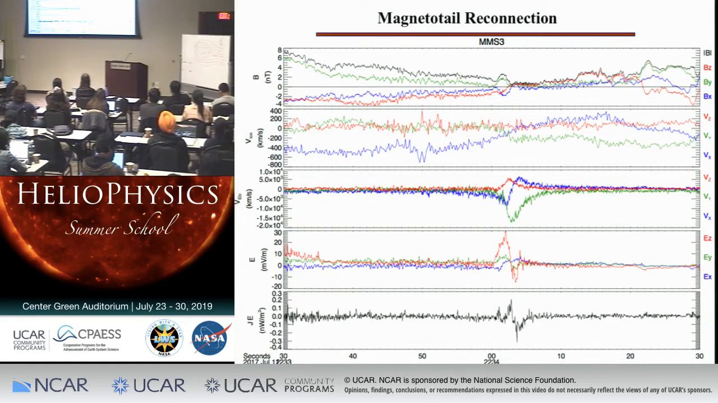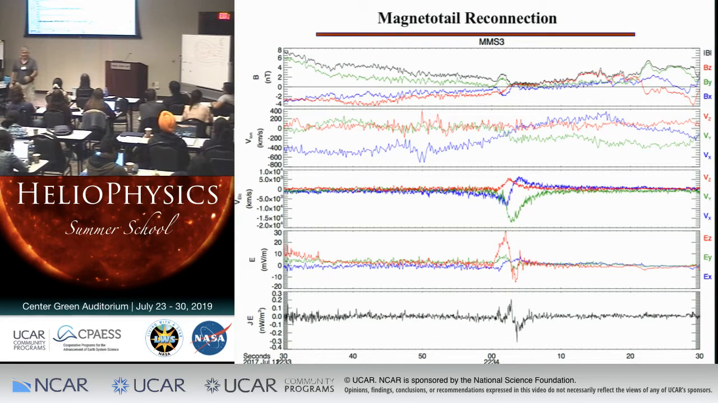So take a look. Now, the red component is BZ. So look for the red in the magnetic field. You see it's negative here? Negative, negative, negative. Boom, it goes positive. Okay, forget about this going negative again. That's a wiggle. Velocity, Vx, is blue. So whenever you look at MMS data, trick one: look at the red line in the magnetic field. Trick two: look at the blue line in the velocity. Red line in the magnetic field goes minus to plus. Blue line goes minus to plus.